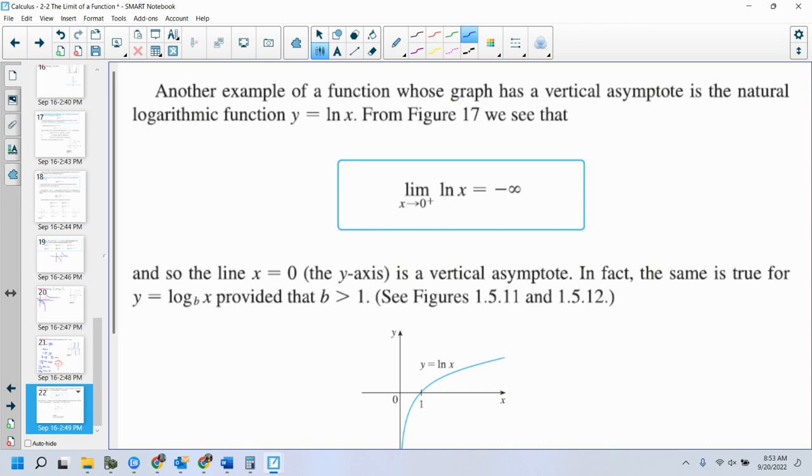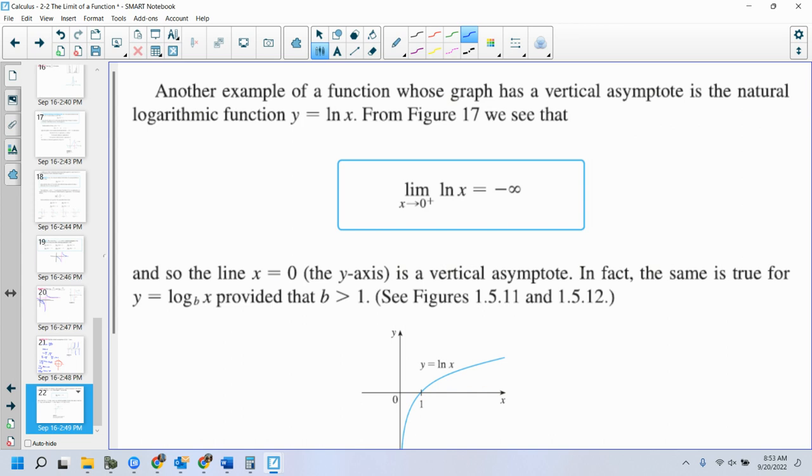Last thing we have here, when we talk about natural log, this is another thing to remember. The limit as x approaches 0 from the positive side of ln of x is negative infinity. What is the limit as x approaches 0 of ln of x? What if I take off that positive? What would you say? You would say it does not exist.